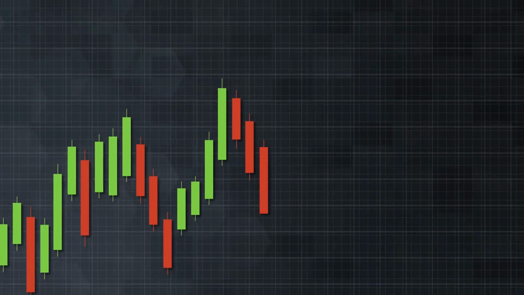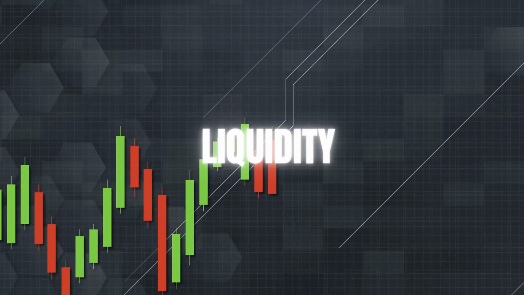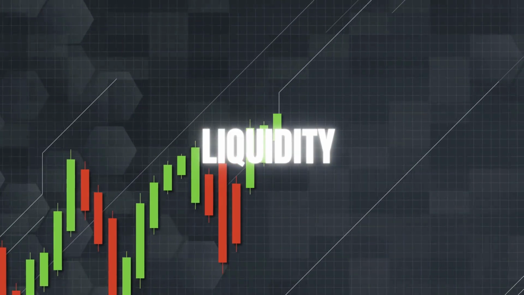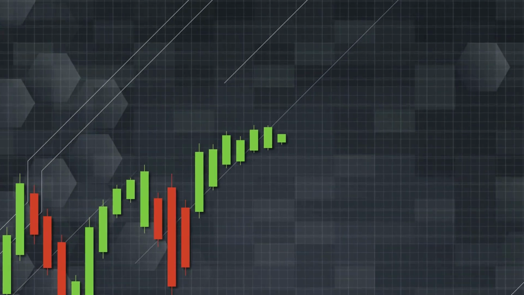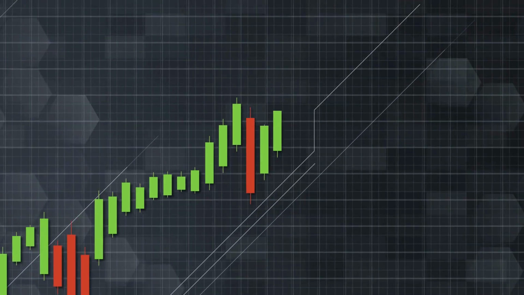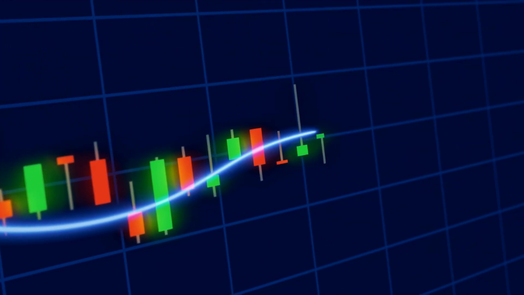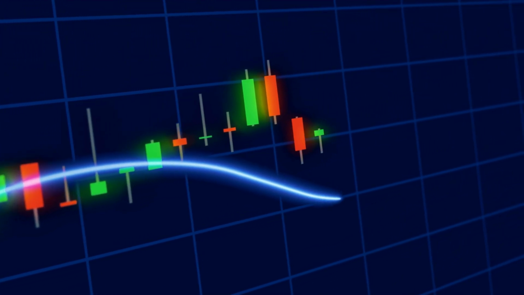This is not bad luck. This is not random. This is liquidity. And understanding it is one of the most important shifts you will ever make in how you see the market. In ICT, liquidity is not just a concept. It is the fuel that drives every major price move. And once you can see where liquidity is sitting, you can start to anticipate where price is going before it gets there. Let me show you exactly how this works.